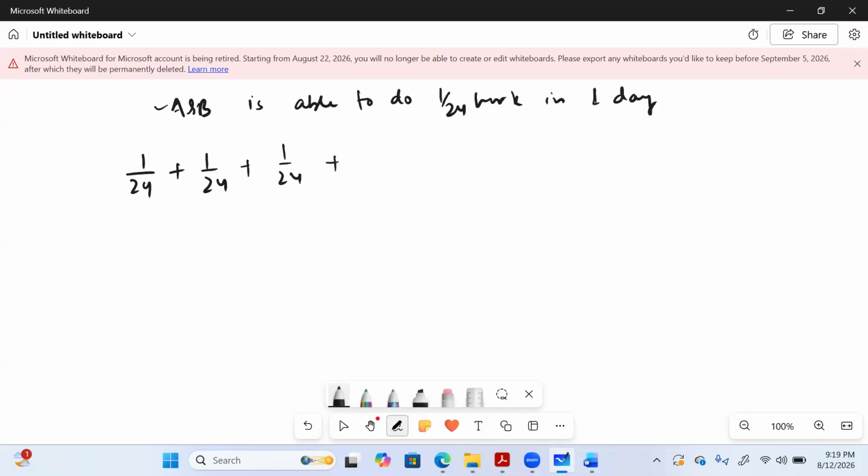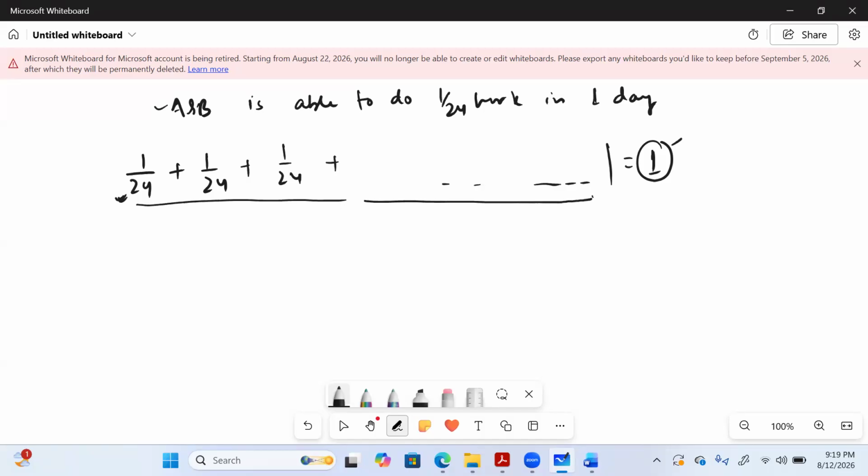So till what time they will be doing the job? Till the entire work is getting completed. So how many times I will add 1 by 24 to add it up for 1? कितनी बार ऐड करेंगे हम? 24 times. Yes. So finally it will become 24 by 24 which is 1.